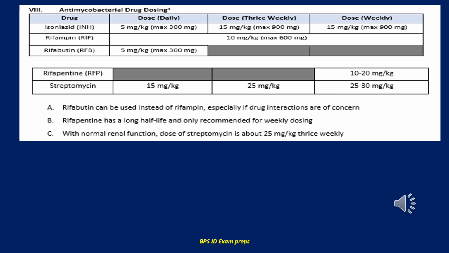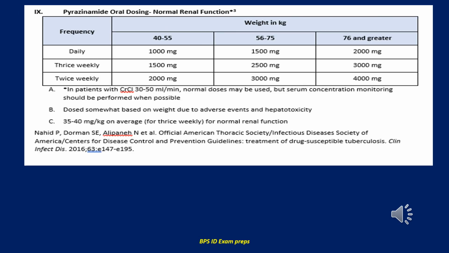Rifabutin can be used instead of rifampin, especially if drug interactions are of concern. Rifapentine has a long half-life and is only recommended for weekly dosing. With normal renal function, dose of streptomycin is about 25 mg per kilogram thrice weekly. Pause the video and scrutinize the table summarizing pyrazinamide oral dosing in normal renal function.